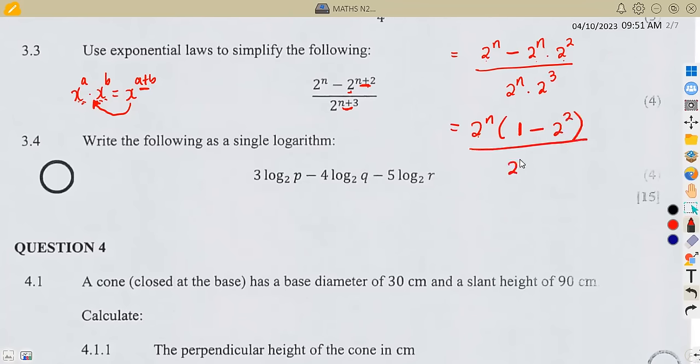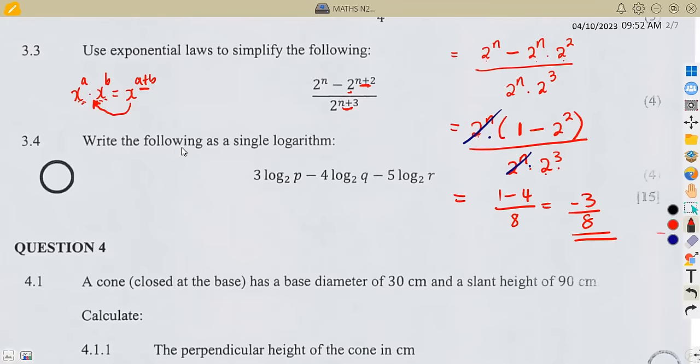Everything over 2 to the exponent of n times 2 to the exponent of 3. So this gives us the advantage to cancel these two, because it's a multiplication. So we can cancel these two, and we are remaining in the numerator with 1 minus 2 to the exponent of 2, which is the same as 1 minus 4 over 2 to the exponent of 3, which is 8. So that is going to give us -3/8 in this case. All right, so that was the simplification of this exponent that we're given.